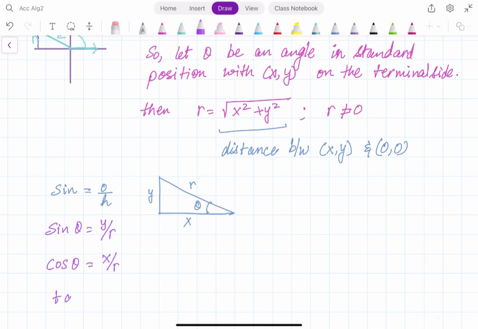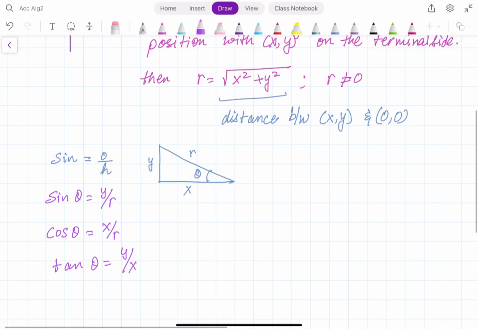In a unit circle, r, that means radius, is considered as 1. That is why we say sine theta is represented by y, cos theta is represented by x, as per definition. When we are talking about the tangent theta, it is y over x, provided x is not equal to 0.